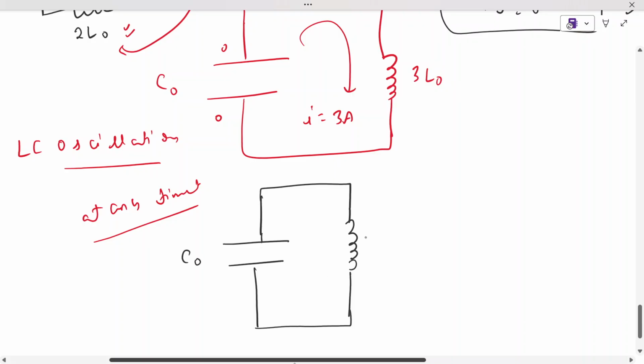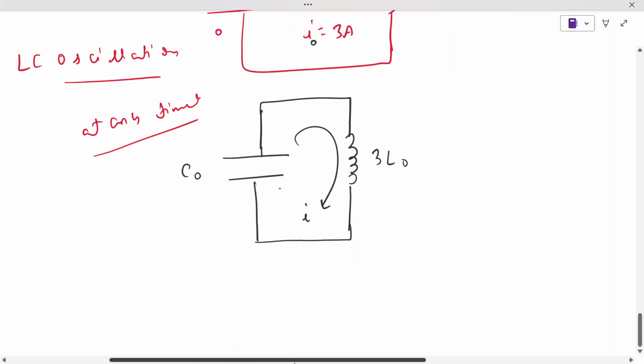Let's say this is C naught and this is 3 L naught, right? Let's say the current in this branch is I, so let's say this is I naught of course. So what I can write, the KVL will look like this, plus, minus. So I will write minus 3 L naught di by dt plus Q by C equal to 0. This I can write for sure.